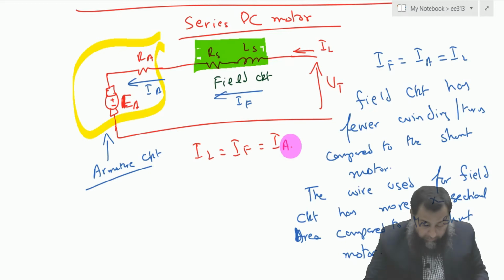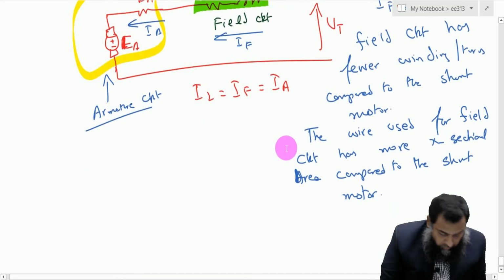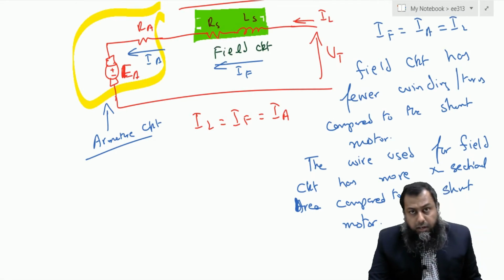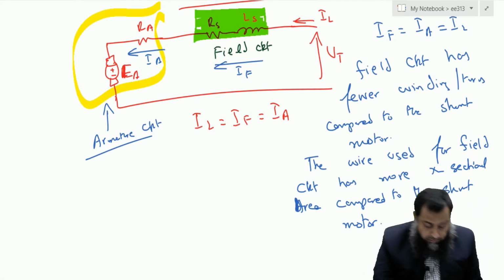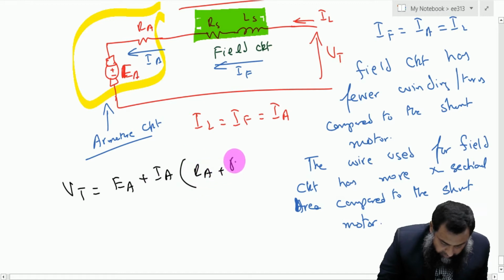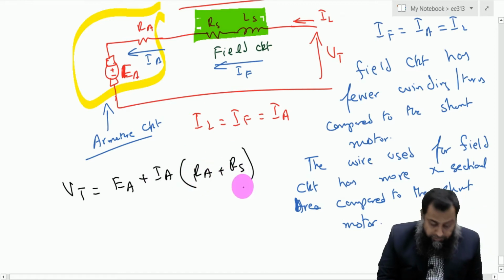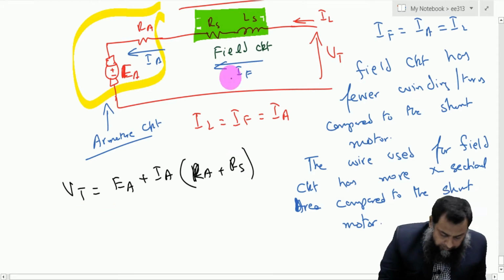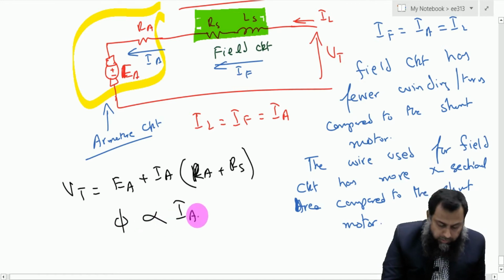So let us apply Kirchhoff's voltage law here. If I apply KVL on this circuit to develop the terminal characteristics of a series motor, then we know that Vt is equal to EA plus IA into (RA plus RS). This is the first equation. The second equation is that in this motor the flux is proportional to the armature current IA, because the same current flows through the field circuit as well.